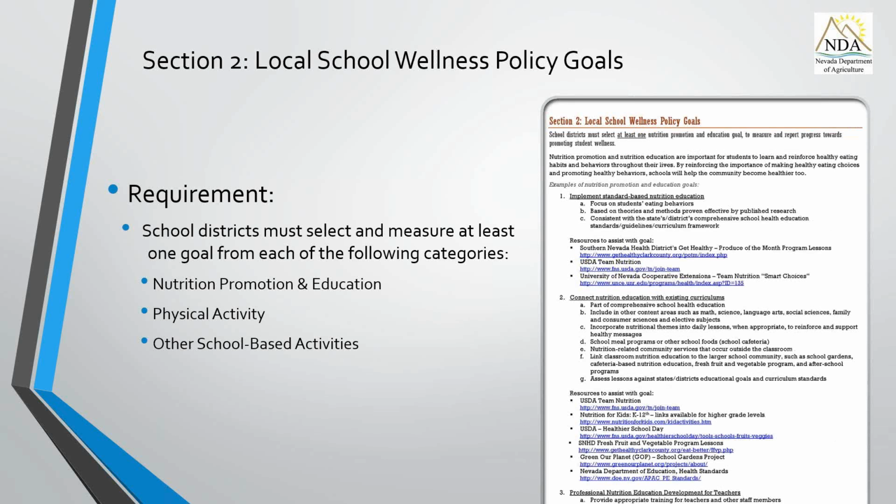Okay, let's move on to section 2, and that's local school wellness policy goals. So the requirement is that each district must select and measure at least one goal from each of the following categories. So that's nutrition education and promotion, physical activity, and then sort of a catch-all of other school-based activities. For this particular requirement, you have to have at least one goal from each of those 3 categories. You can have as many goals as you want. So that group may decide to do 2 goals from each of those sections, but it can't be less than 1 goal.